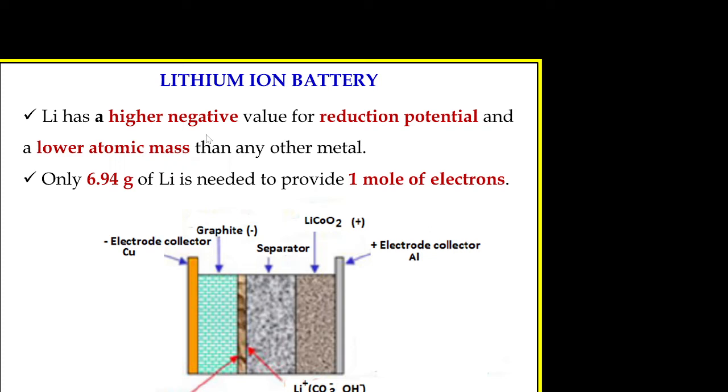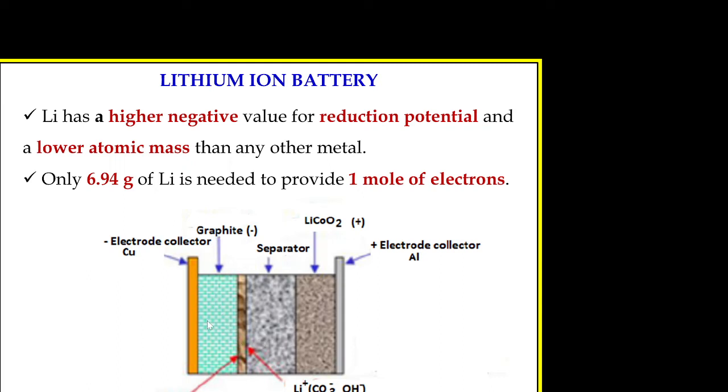The atomic mass of lithium is only 6.94. So 6.94 gram of lithium is needed to provide only 1 mole of electrons. 1 mole of electrons is having a charge of 1 farad of electricity. Let us see the construction.